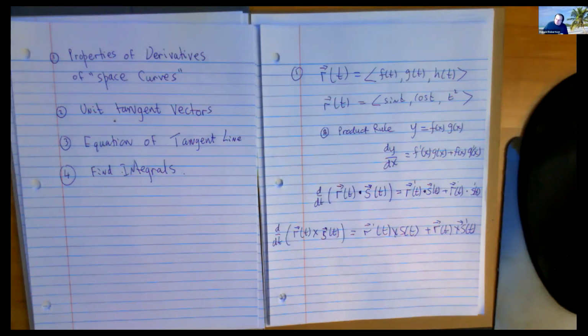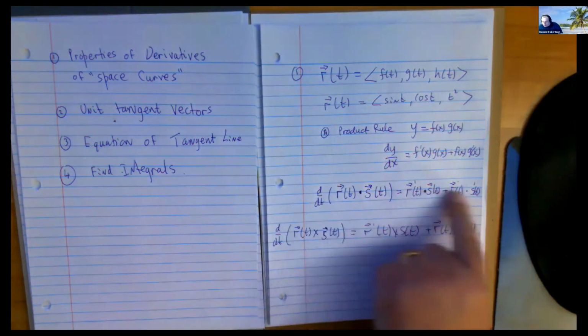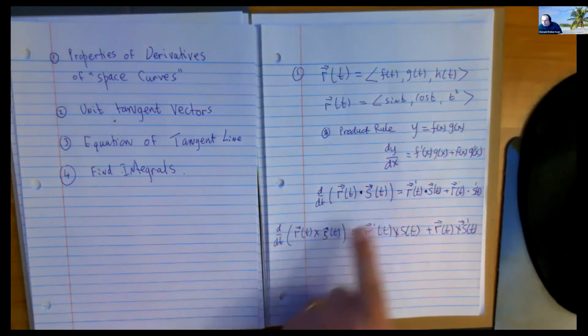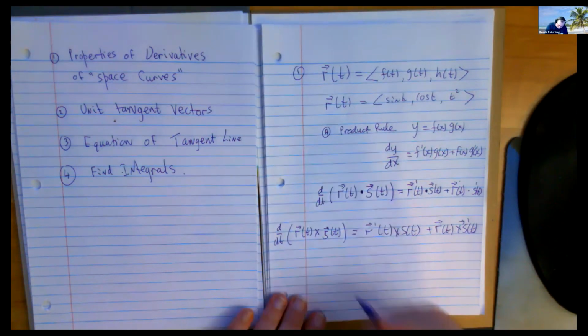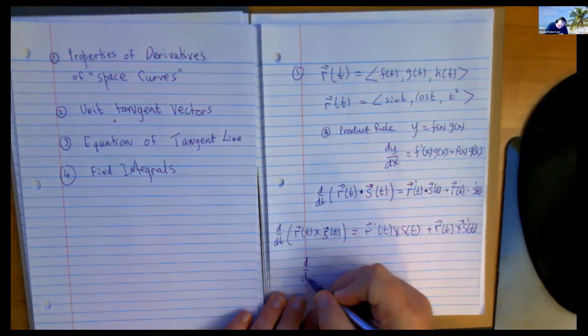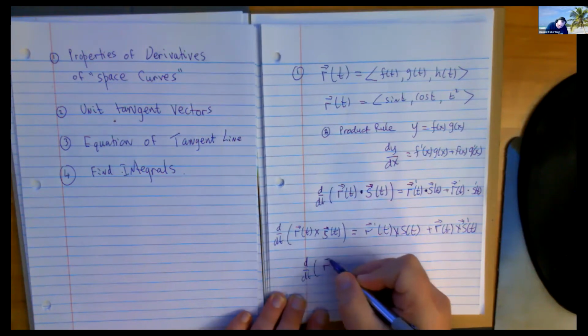Most of the properties that we think of from Calc 1, product rule, for instance, transfers really well into dot product and cross product situations. The addition formula works. So we're doing a little bit of theory today, just at the beginning.